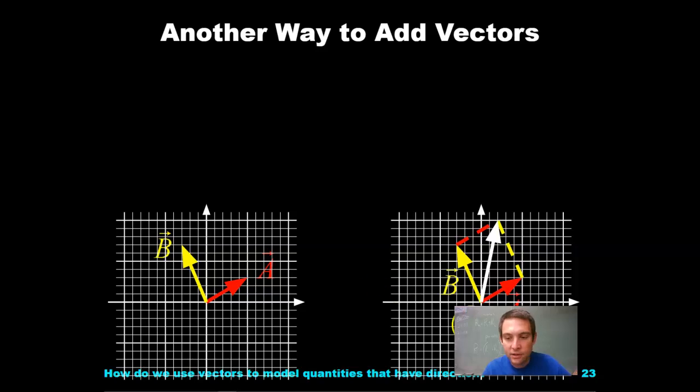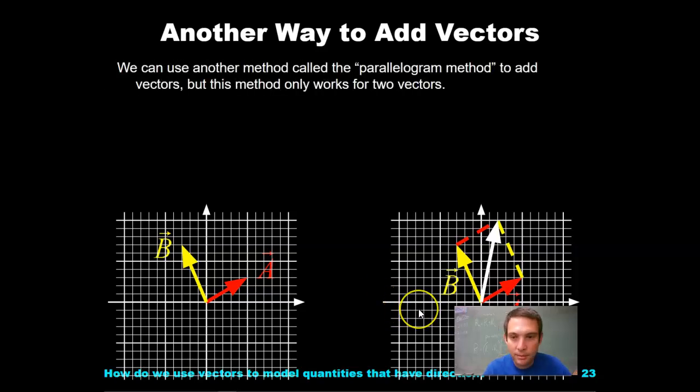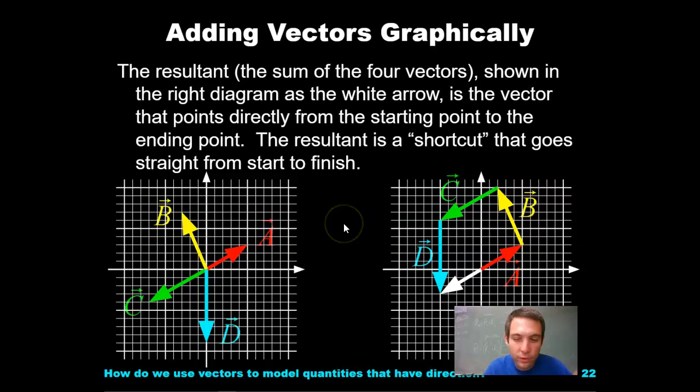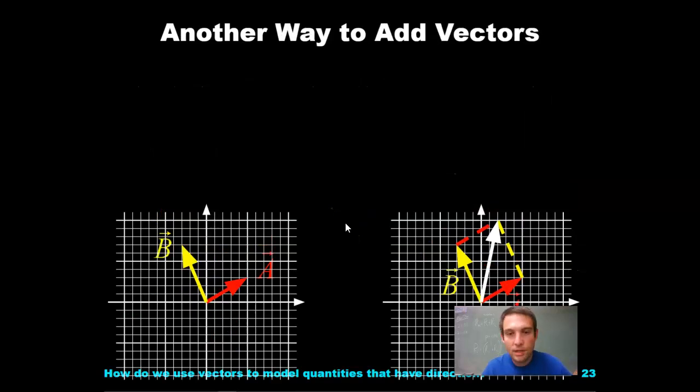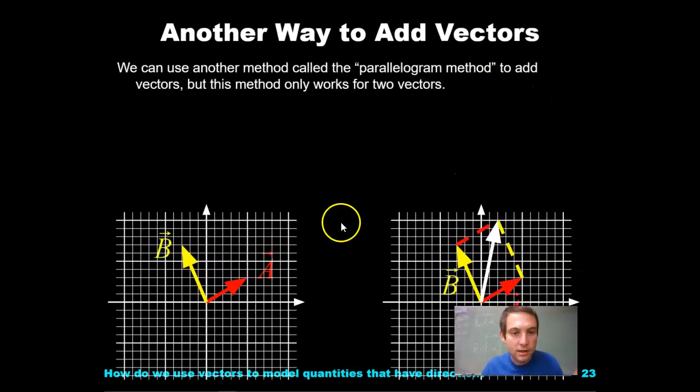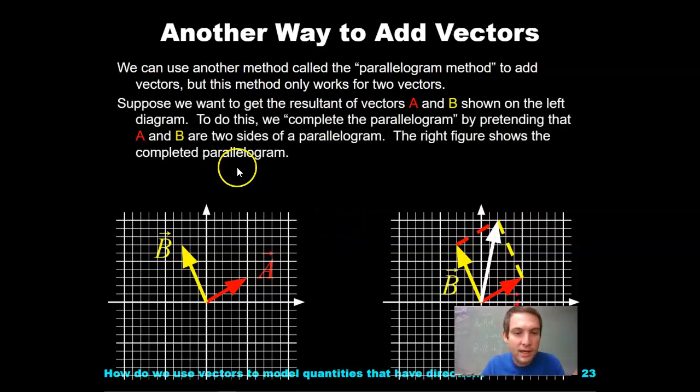Another way to add vectors, the parallelogram method, is another method, but this method only works if you have two vectors. Meanwhile, the tail to tip always works. So you choose what you like. All right, so here we go. Suppose we want to get the resultant of vectors A and B, shown on the left diagram. To do this, first of all, the two vectors have to start from the same spot, and then you draw them at the correct length and angles.